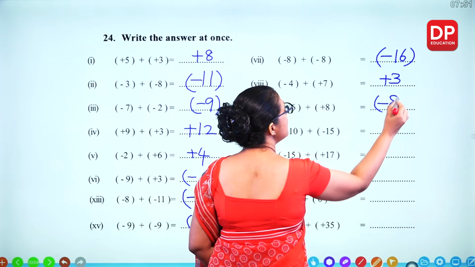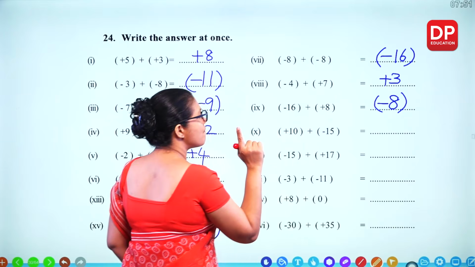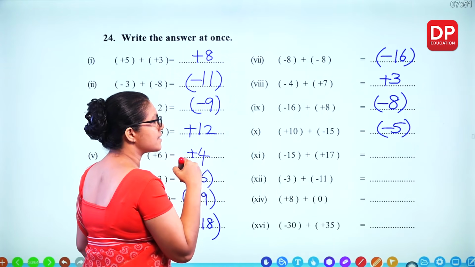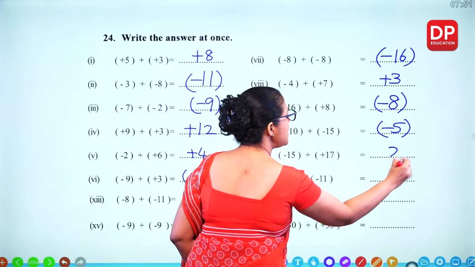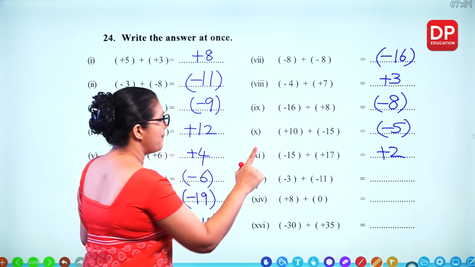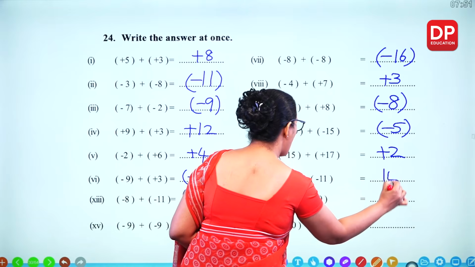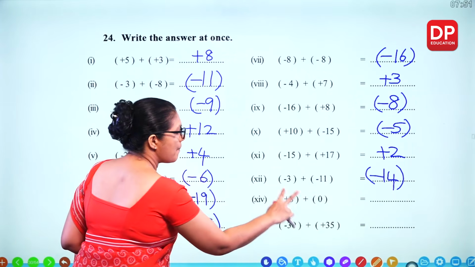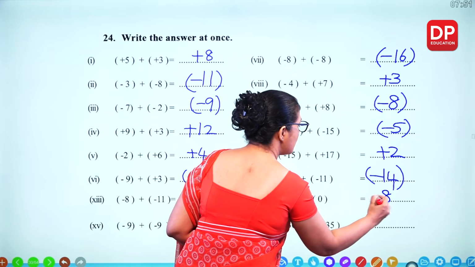Bigger number is negative. 10 and 15, difference is 5, bigger number is minus. Take the difference. 17 and 15, that's 2, bigger number is positive there. 11 and 3, both negative. Add it together. So you get 14. Both negative, so that's negative 14. Plus 8 and plus 0, both positive, just add it. You get plus 8.